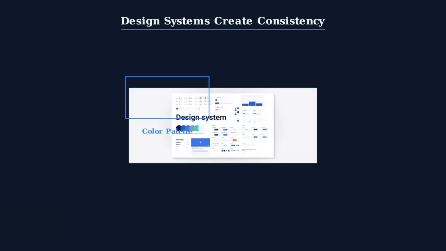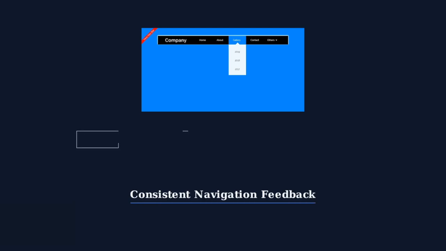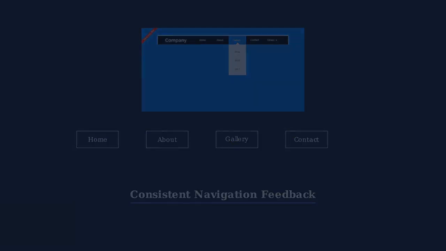Design systems are the foundation of consistent feedback. They establish standardized patterns for colors, typography, animations, and interactions that teams follow across an entire product. Consider navigation menus. A well-designed system ensures that hovering over any menu item produces the same visual feedback, perhaps a subtle color change or underline animation. Predictable behavior builds user confidence.